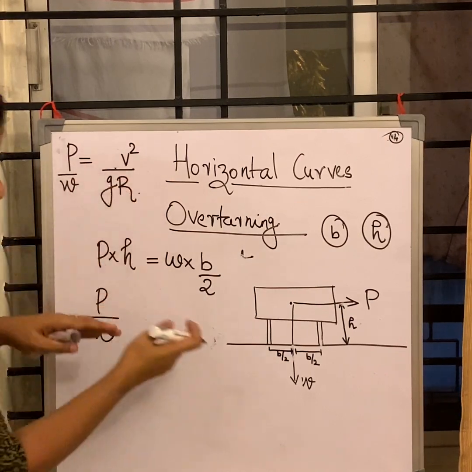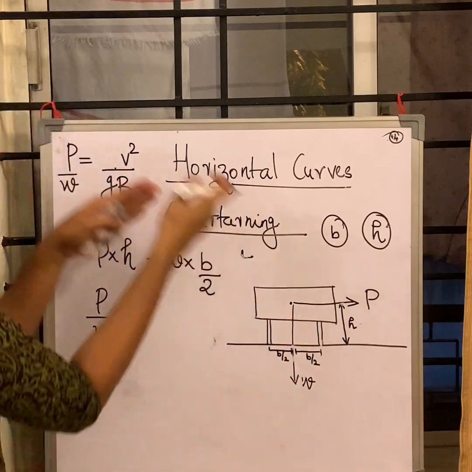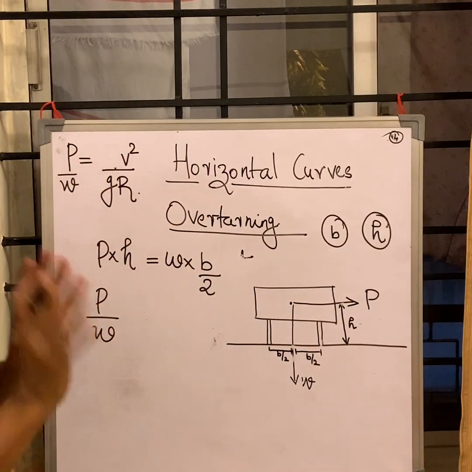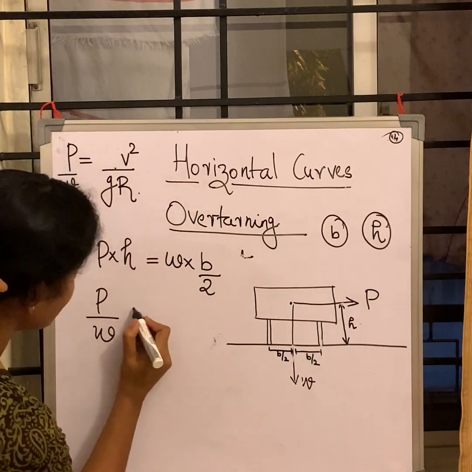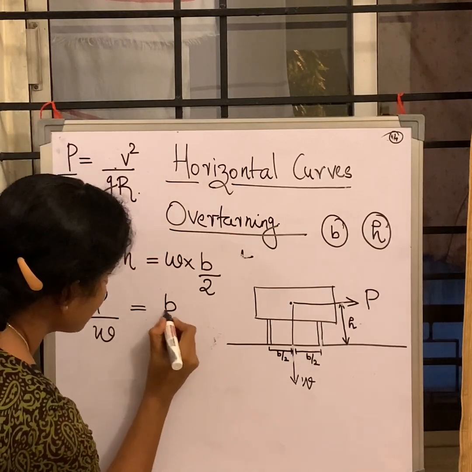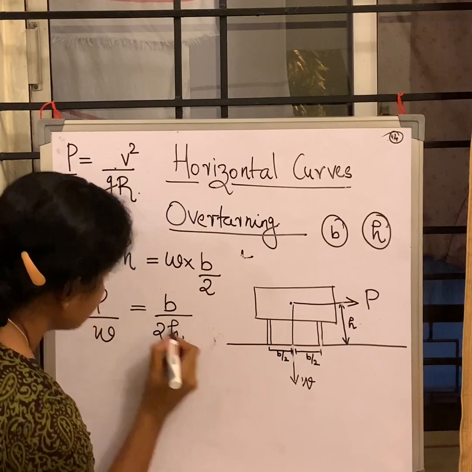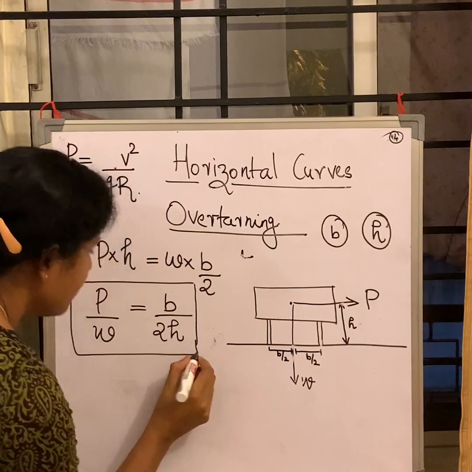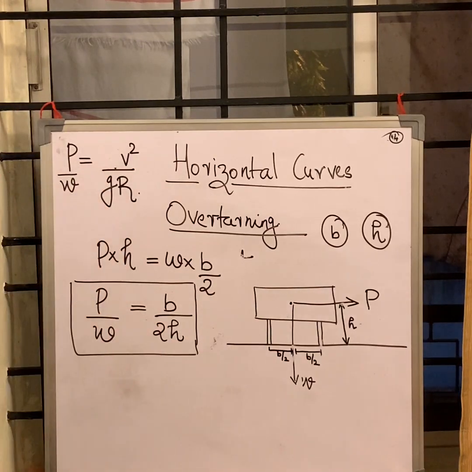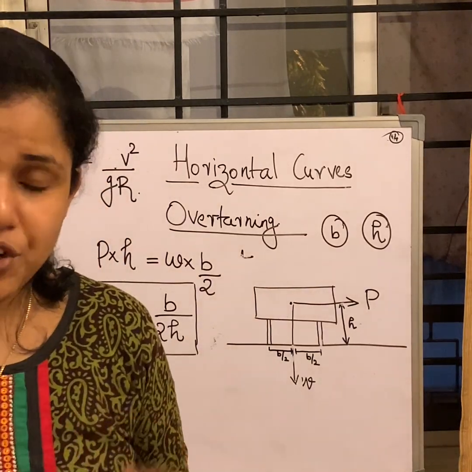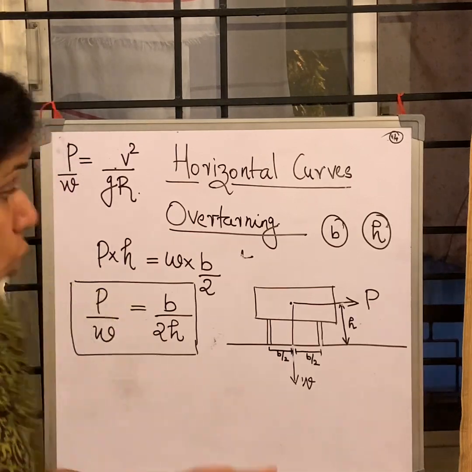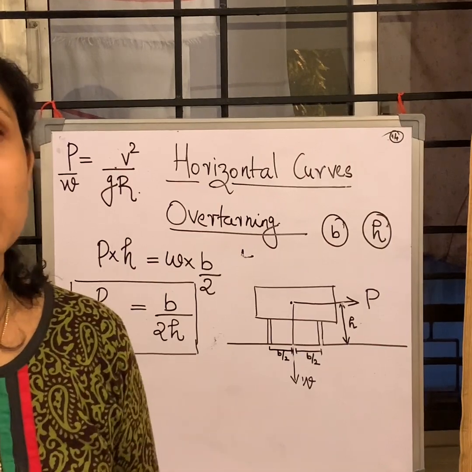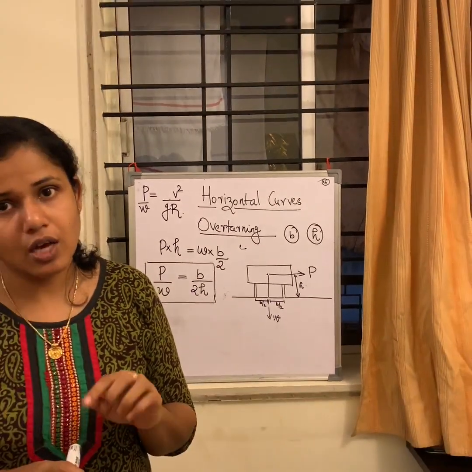So we are now deriving the criteria from here and correlating it to see when this overturning is happening. P by W is equal to, my H will come to this side, so it will be B by 2H. What is the meaning of it? When my P by W value, that is my centrifugal ratio, is coming close to B by 2H, I am in danger because there is a chance for overturning. I hope that is clear.